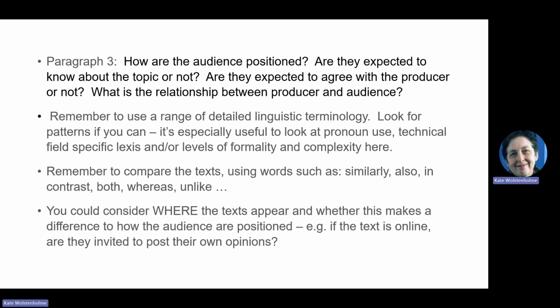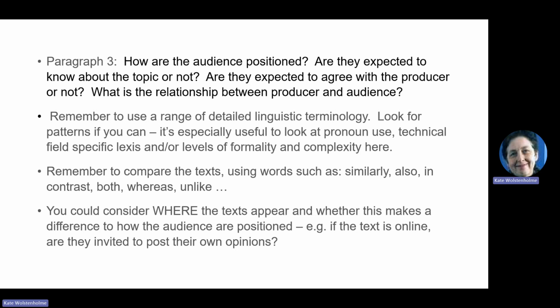Okay, and then on the slides that you can see, these are separate, okay, but actually it's better if you deal with these two things together. So how are the audience positioned in each of the texts? Useful to look at pronoun use here. In particular, see if there's a we, is there a pseudo community?